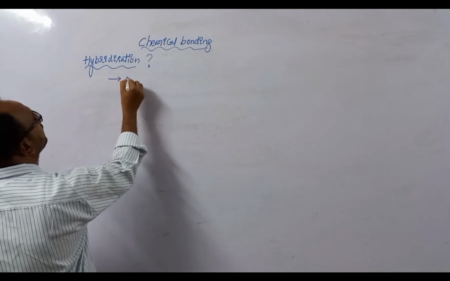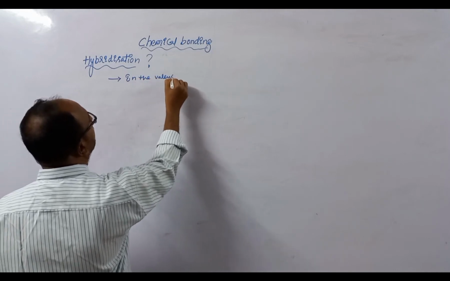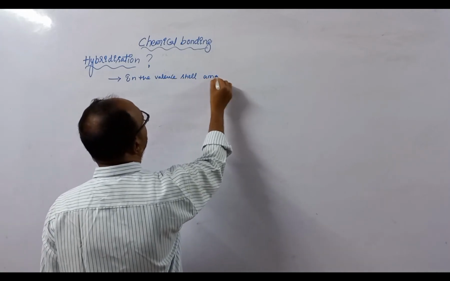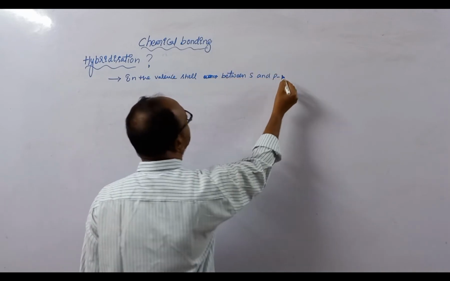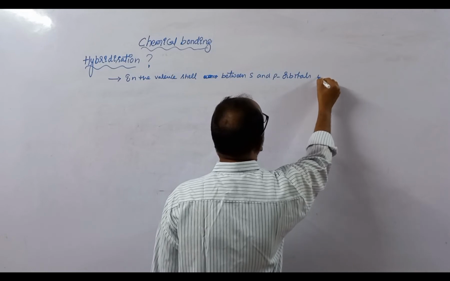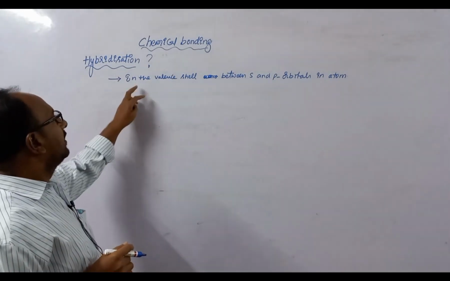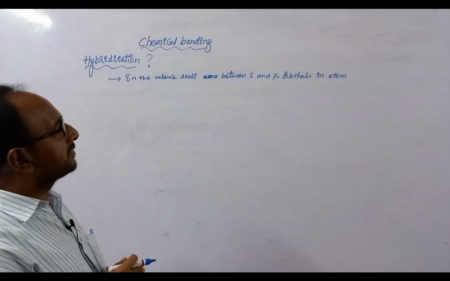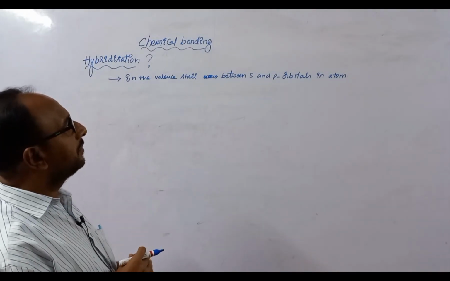Hybridization takes place in the valence shell between s and p orbitals in an atom, not between the atoms, only in one atom between s and p orbitals.